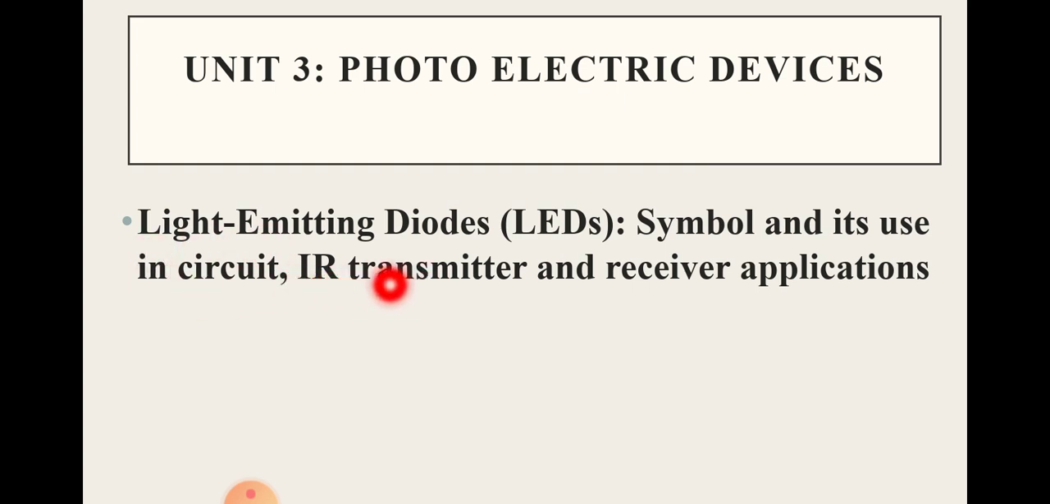Next topic is IR transmitter and receiver applications. IR means infrared transmitter and receiver. Might be you all have remote controls in your home. You just observe that by using that remote control you can select the channels, you can select the volume or different parameters. That remote control contains an IR LED, that means a light emitting diode that emits infrared. So that is an application of light emitting diode.